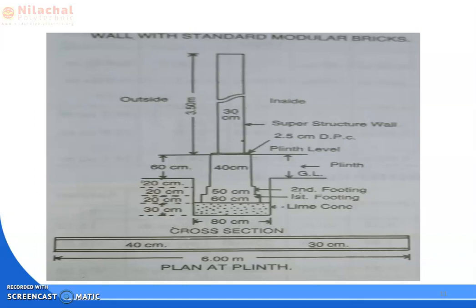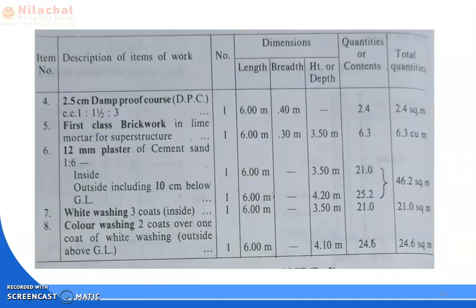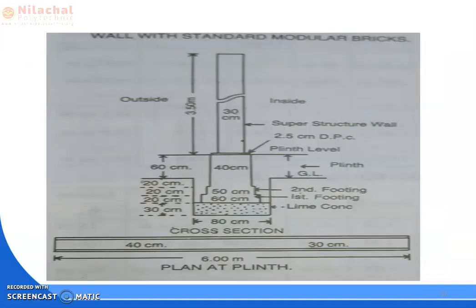Then the length of lime concrete, how can we define it? From the cross section value. From the cross section here, we indicate the breadth of lime concrete is 80 centimeter. So the breadth of lime concrete is 80 centimeter, and the length of lime concrete is 6 meter. Then we go to the excavation height. What is the formula for excavation height?